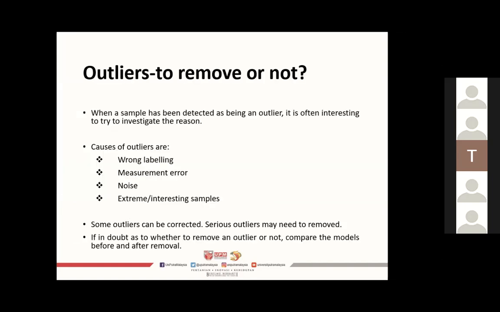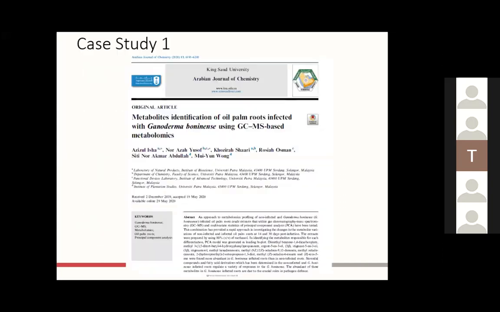Outlier: to remove or not. When a sample has been detected as an outlier, it is often interesting to investigate the reason. An outlier may be due to wrong labeling, measurement error, noise, or may indicate something scientifically interesting. Some outliers can be corrected or may need to be removed. If in doubt as to whether to remove an outlier or not, compare the models before and after removal.